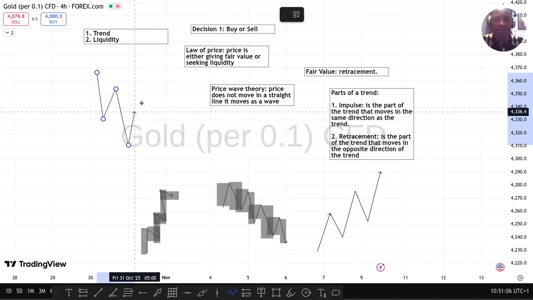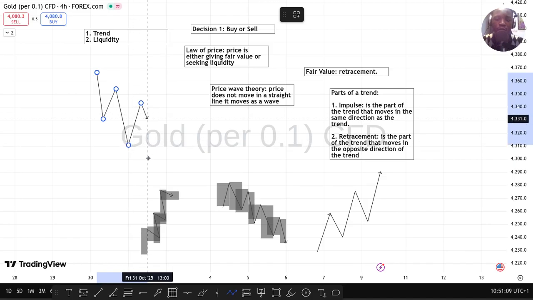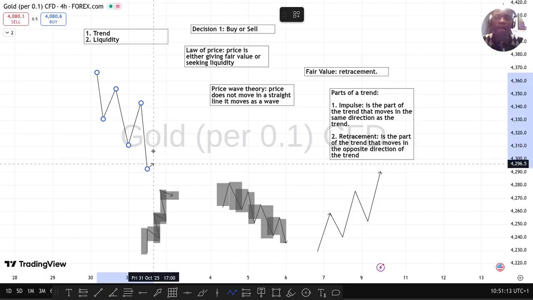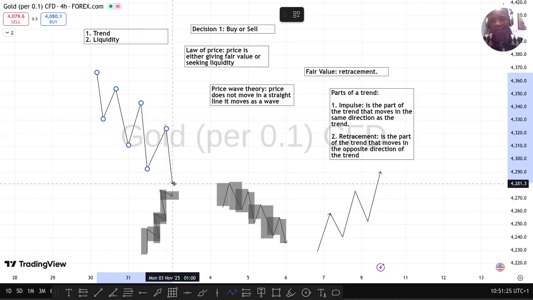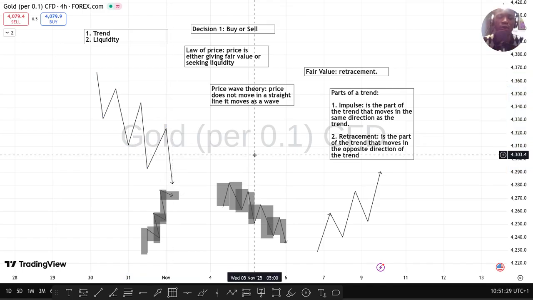And with every new impulse move, there is a need for a retracement to happen, because after every impulse move there's inequality, and then a retracement is needed to create a balanced, equal nature in the market. Right? And so this is what we mean when we say that price is either giving fair value or seeking liquidity.